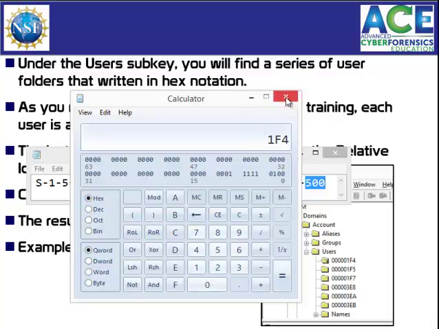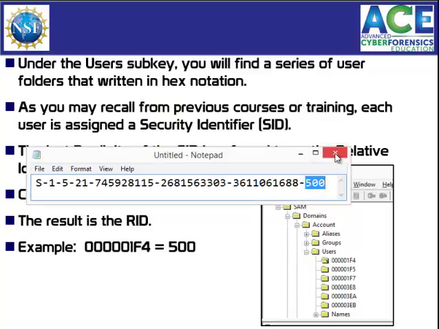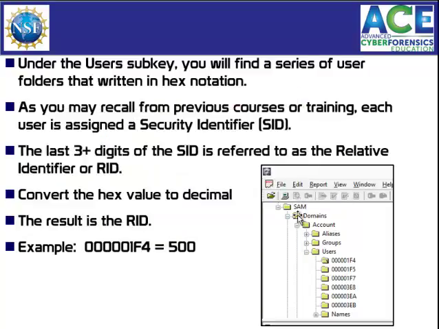That's significant because when we look inside of the SAM hive itself, at these subkeys below users, we see that the value 000001F4 is one of the subkeys that appears underneath the user subkey. This subkey value translates from 1F4 to 500. That's significant because the data we find inside this subkey will be applicable to the user who has a relative identifier of 500.